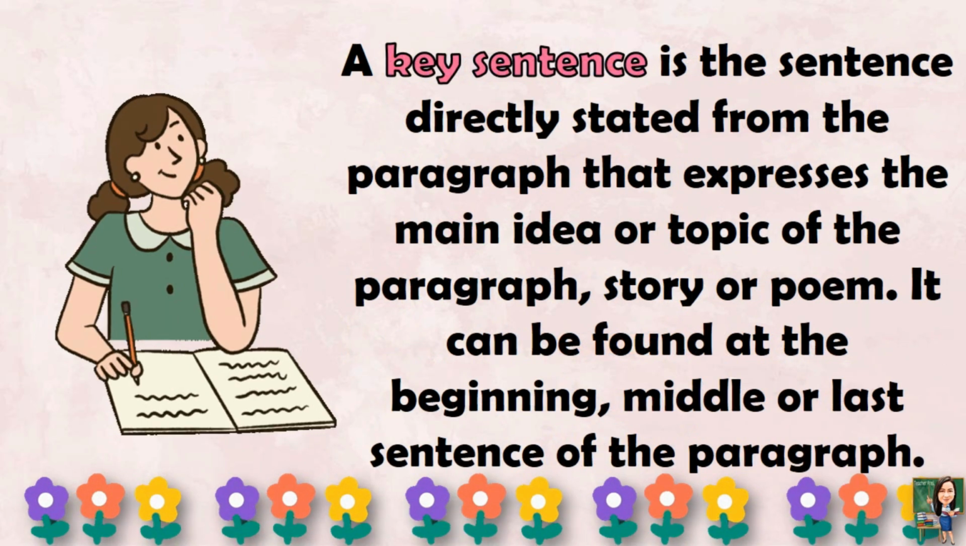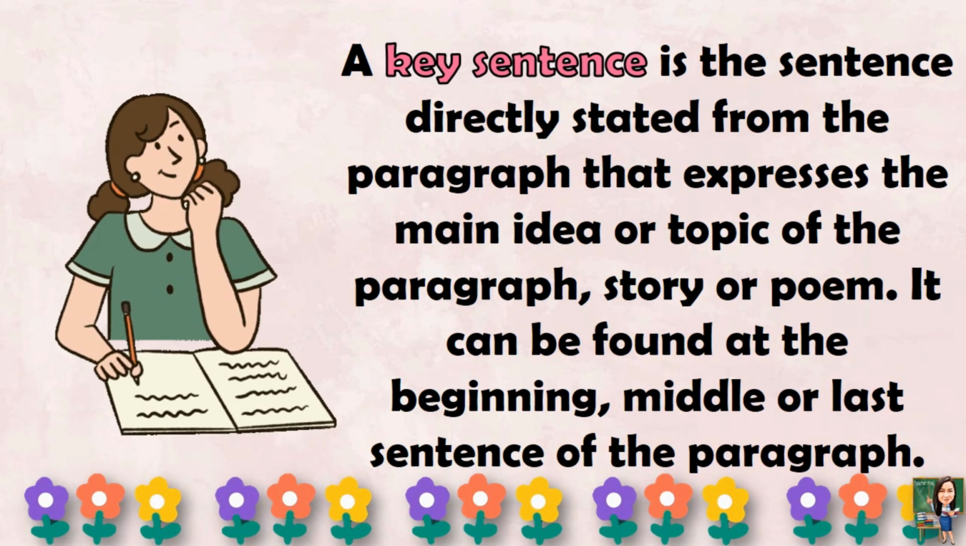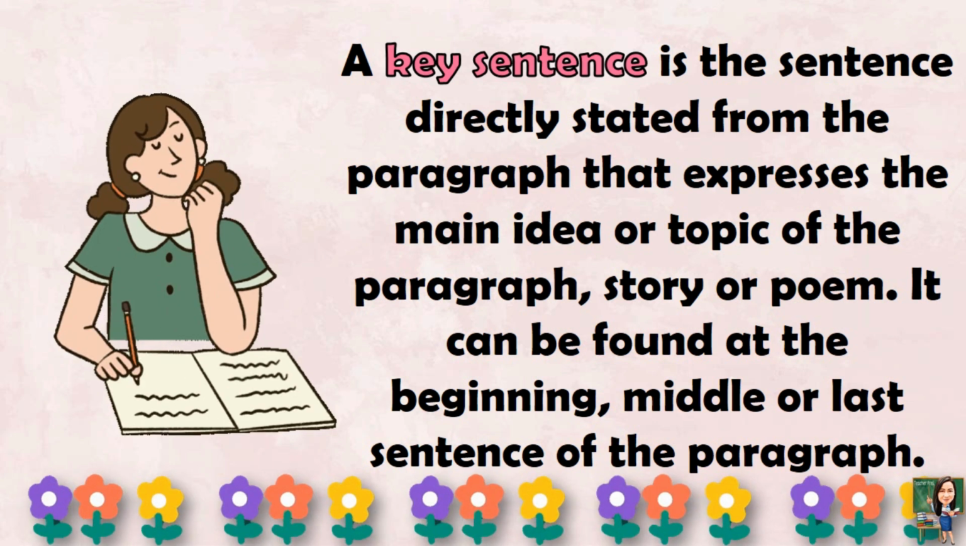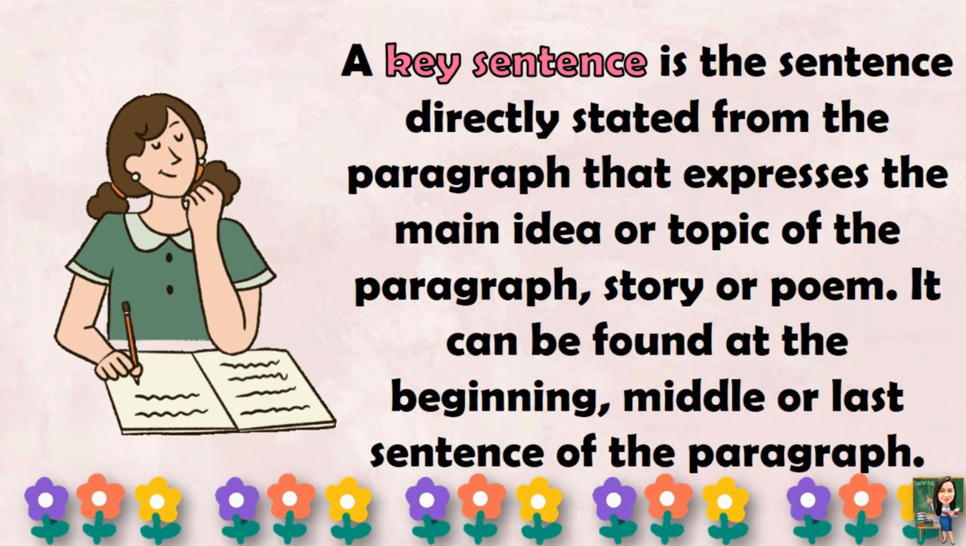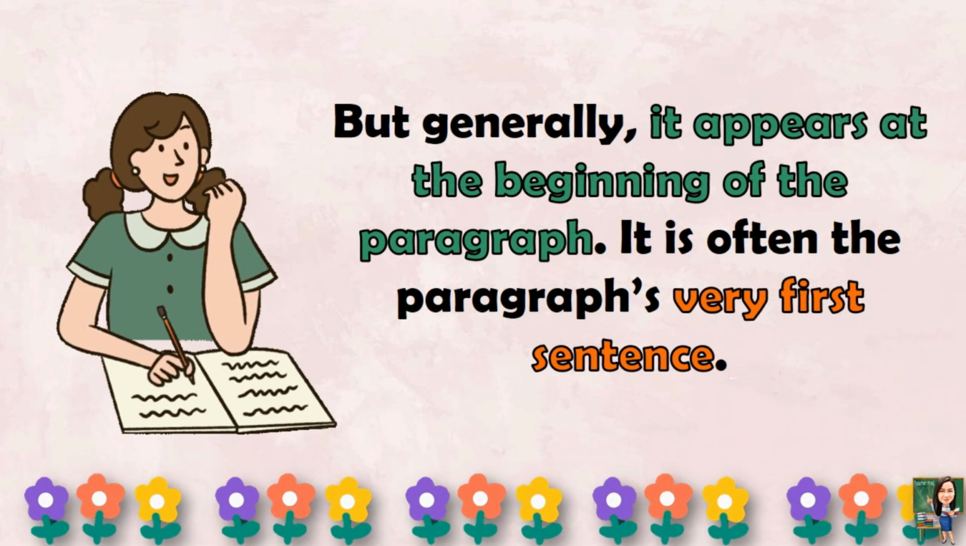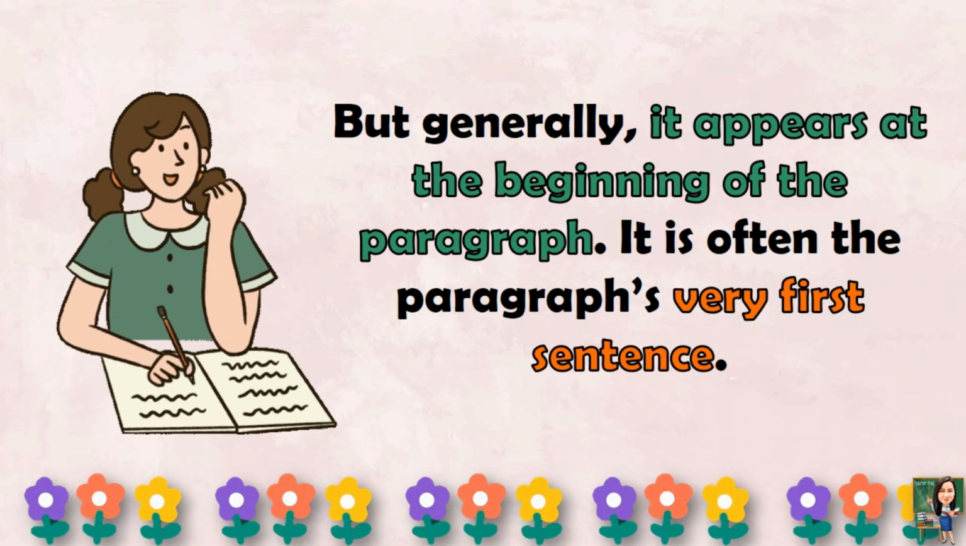A key sentence is the sentence directly stated from the paragraph that expresses the main idea or topic of the paragraph, story, or poem. It can be found at the beginning, middle, or last sentence of the paragraph. But generally, it appears at the beginning of the paragraph. It is often the paragraph's very first sentence.